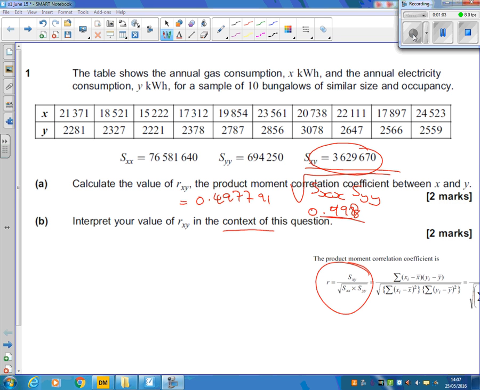But what we needed to say here, that number there is a moderate, that's the word they wanted, moderate positive correlation, 1 mark. And then you need to say between what and what, so between gas consumption and electricity consumption.